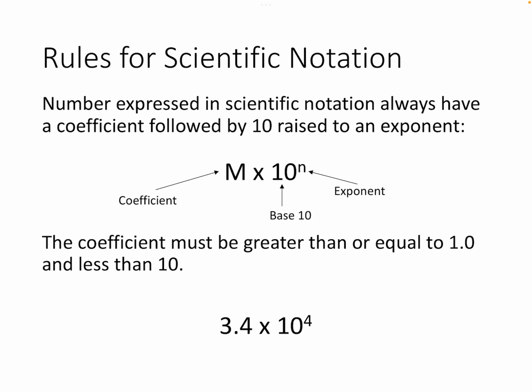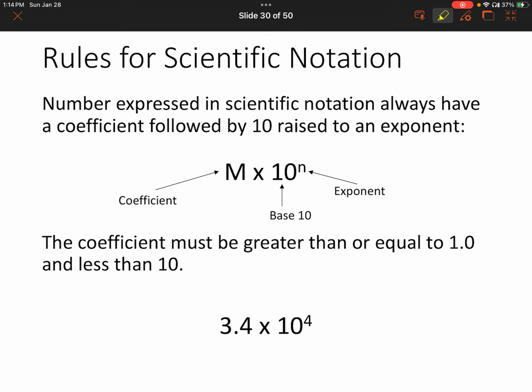All right, so that brings us to some rules for scientific notation. So in scientific notation, we always have what's called a coefficient, which is represented by a capital M. And then we multiply that by a power of 10. So we have our base 10, and then our exponent, which is represented by a lowercase n.